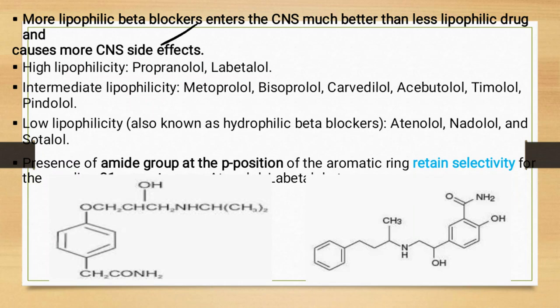If more lipophilic groups are present, then it can enter into the CNS. So as we have studied, if the lipophilic group is present, it can cross the blood-brain barrier, and when it crosses the blood-brain barrier, it enters into the CNS and produces side effects. Hence, if more lipophilic groups are present, it enters into the CNS and causes CNS side effects. So propranolol and labetalol are the drugs with higher lipophilicity. Intermediate are carvedilol, acebutolol, and atenolol; nadolol and sotalol are the drugs with low lipophilicity.